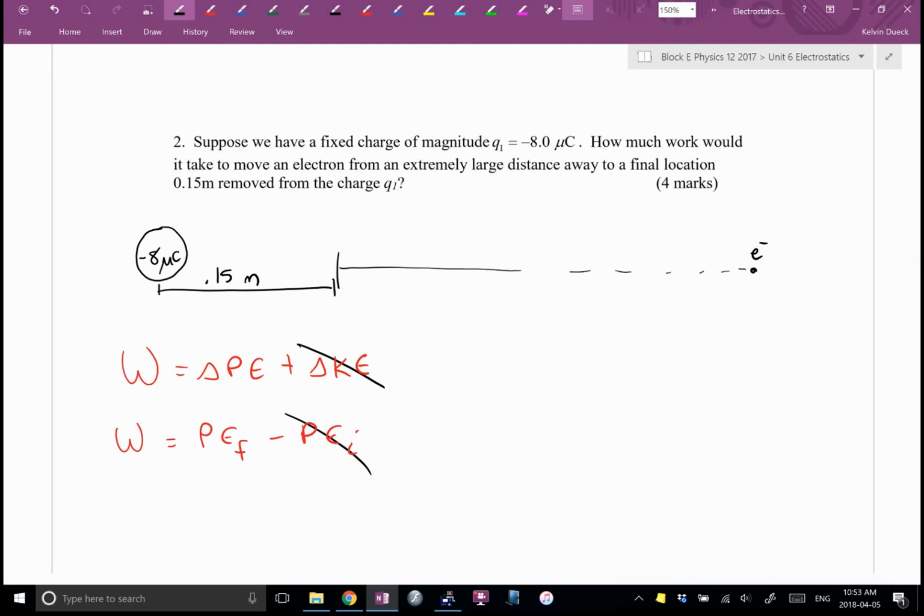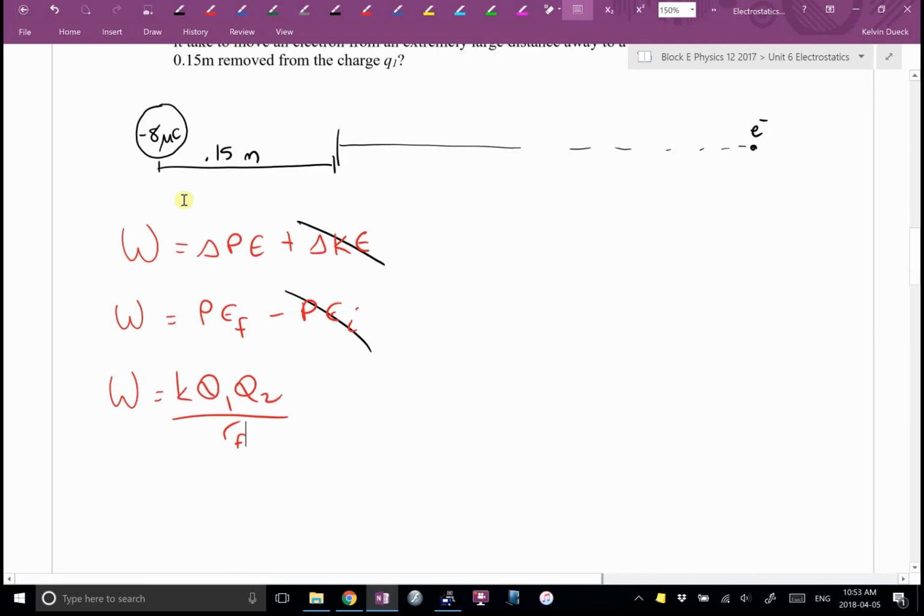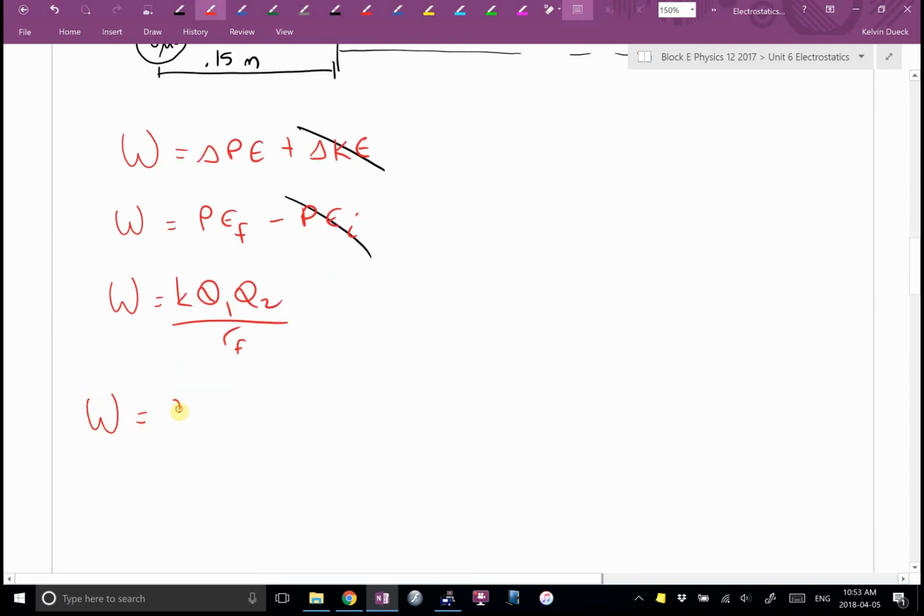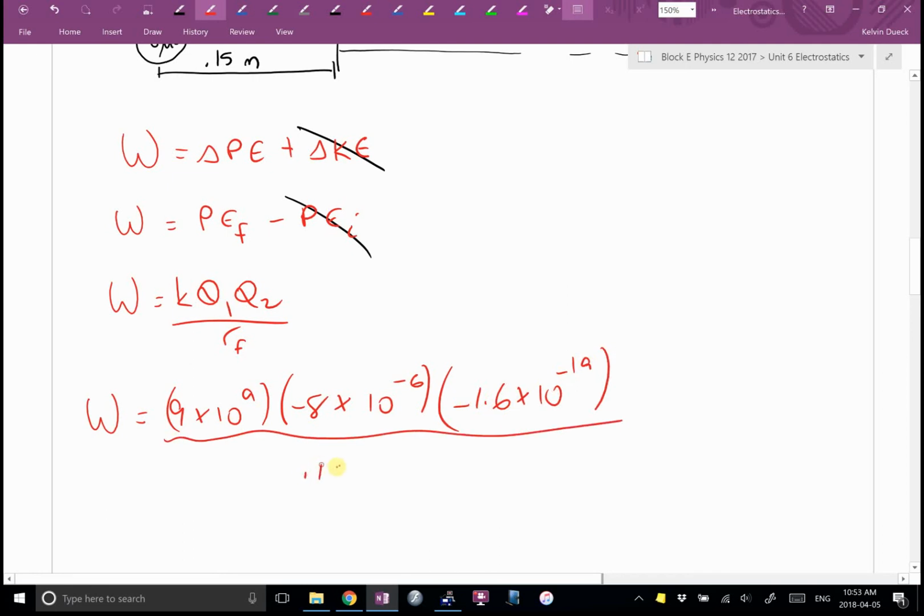Devin, if I wanted to just make this question a little bit harder, I would maybe start 3 meters away, and you would have an initial potential energy. But okay. Potential energy is kQ1Q2 over r, and so this will be r final. Here we go. 9 times 10 to the 9th. Q1, I put the negative in. Q2, it's an electron, negative 1.6 times 10 to the negative 19. And r final was 0.15.